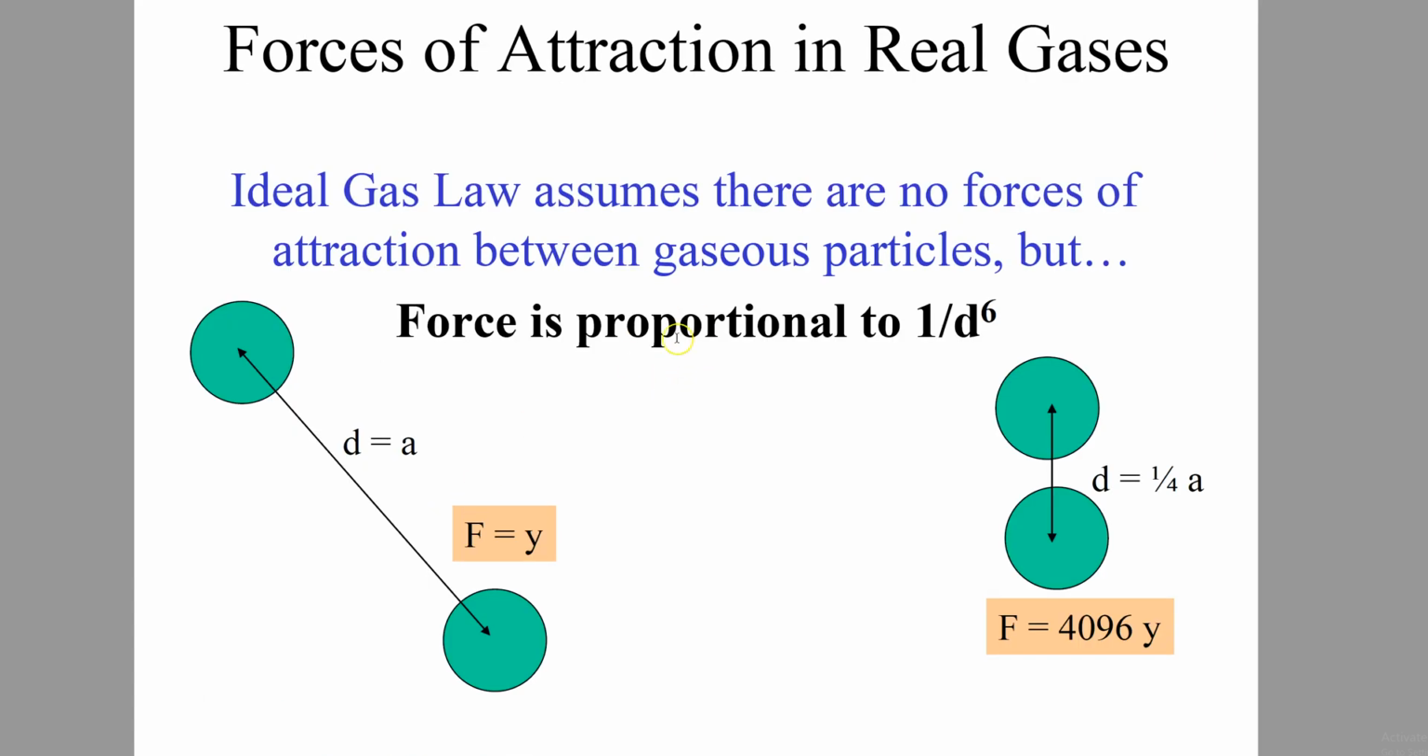Now let's talk about the force of attraction in real gases. The ideal gas law assumes that there are no forces of attraction between gas particles, but the force is proportional to 1 over d to the sixth. So as you're getting closer and closer, the distance decreases and your force would increase. This makes perfect sense because, as you can see from this diagram, there is going to be a force that increases as you're reducing that distance.